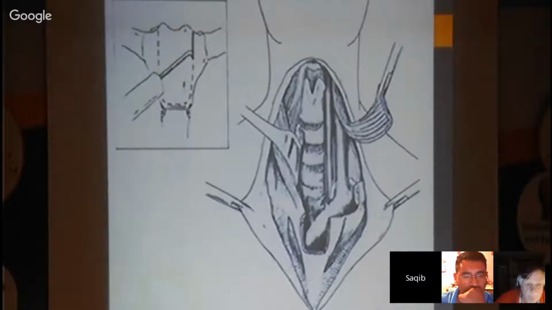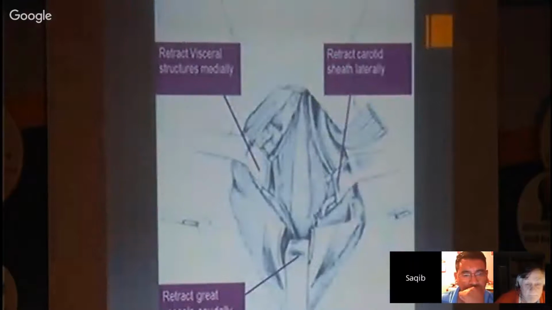We can take the manubrium out. And here's what we have. We have here the vein, and so we have there the spine, and we need to retract the carotid sleeve laterally, the visceral structure medially, and we retract the great vessels caudally.